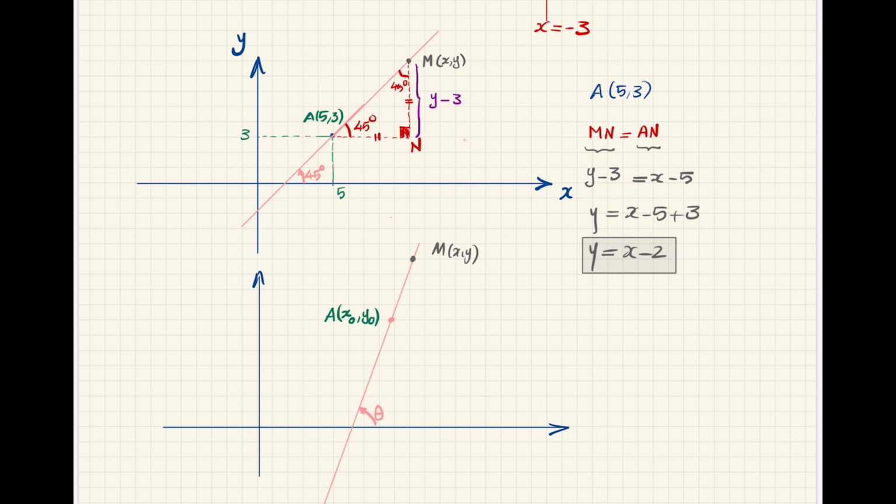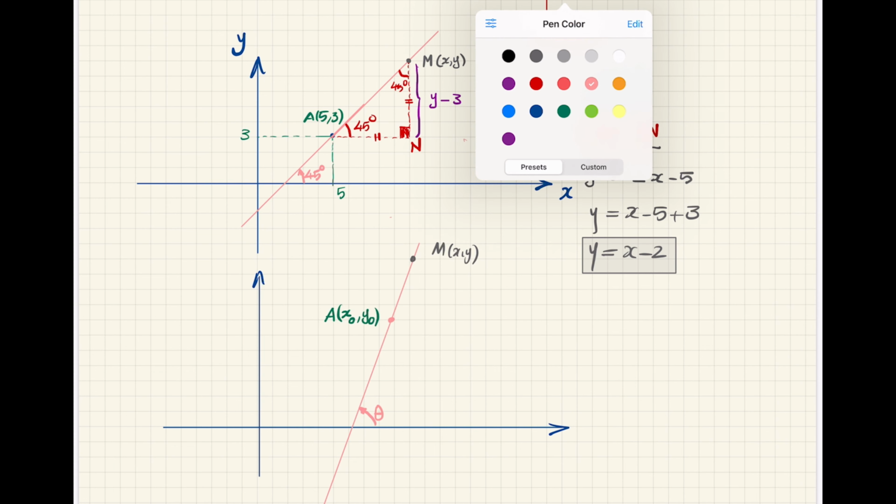So how can I do that? I want to find a relation between x and y. This time I'm assuming x naught, y naught, and theta are given to you. You see, it is very similar to the idea of that part, so I even tried to keep the colors the same.